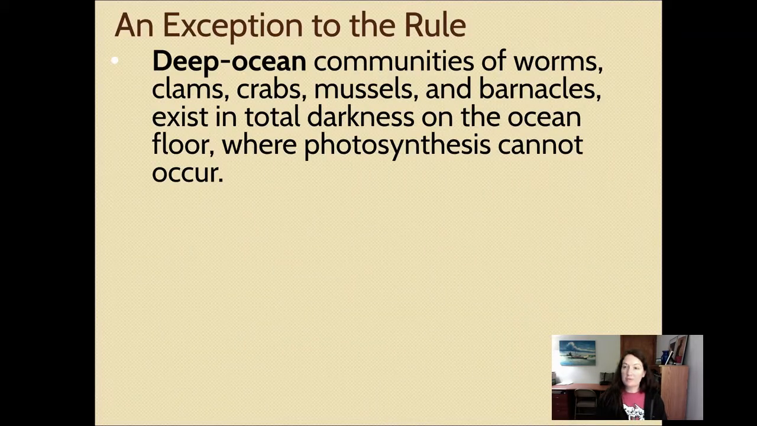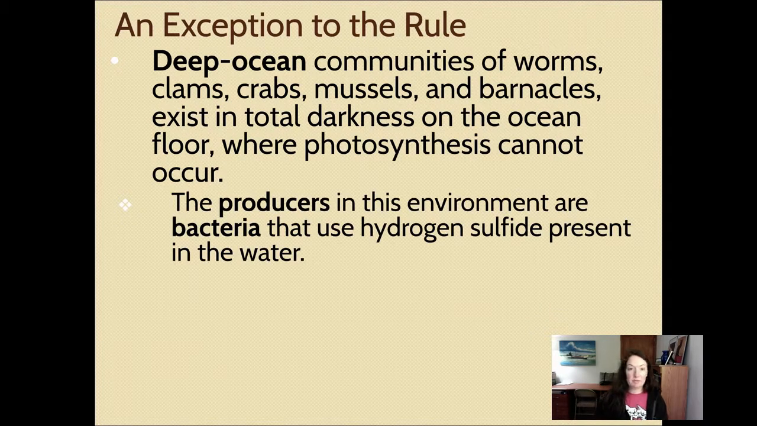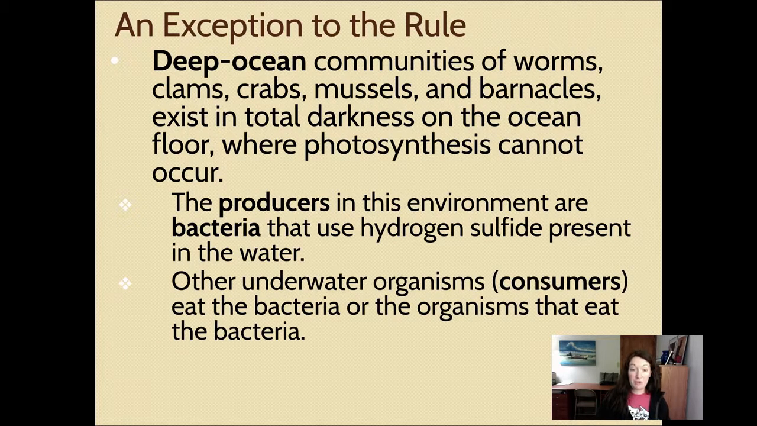So there's one exception to the rule, and that's in deep ocean communities. So there's different deep ocean thermal vents that go through something called chemosynthesis. And that is where no light is available, and so they make their own food using the chemicals that are available to them. Producers in this environment are bacteria, and they use hydrogen sulfide as their fuel. That's how they produce their food.